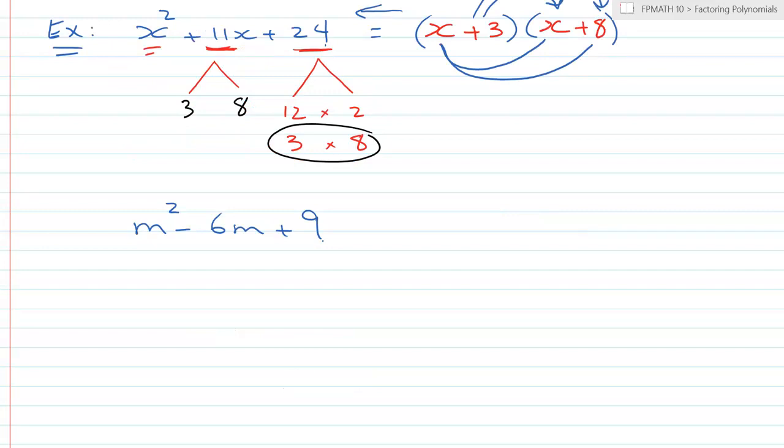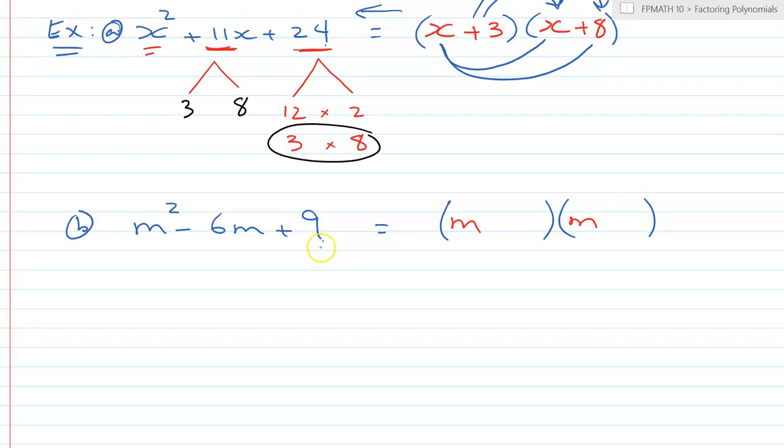Another example. Let's call that example B. That was example A. Same idea again. This time our trinomial is m squared minus 6m plus 9. So same idea again. We're going to open up two brackets, and each bracket will have an m inside, and then we have to come up with the numbers that we're going to put in each of the brackets.